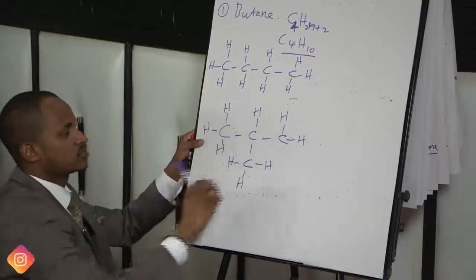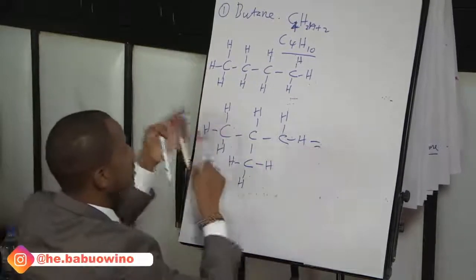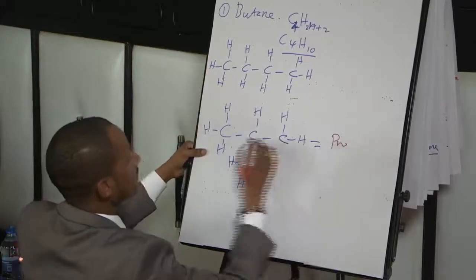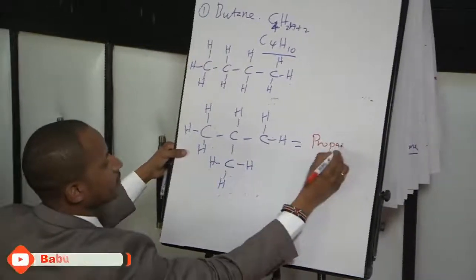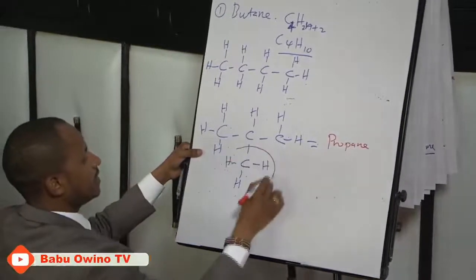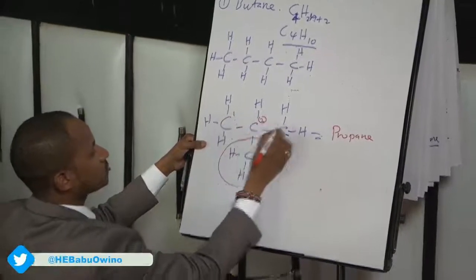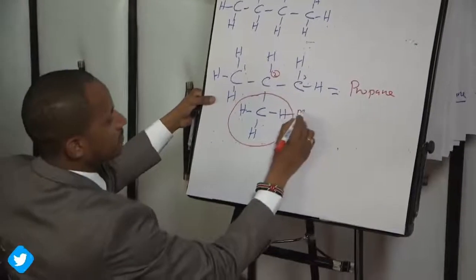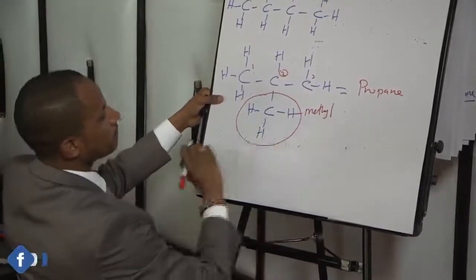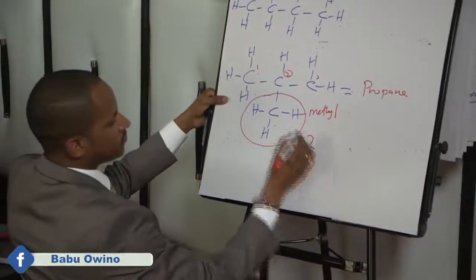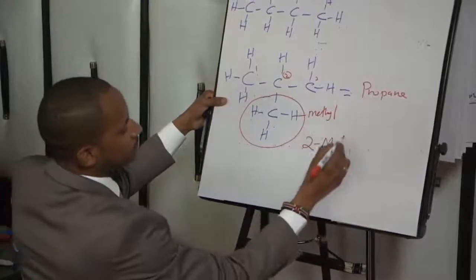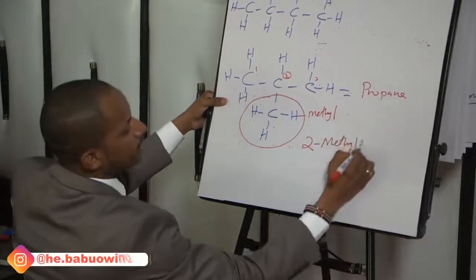Identify the longest continuous chain, which is propane. There are 1, 2, 3, propane. Then I name the branch, because the branch is on the second carbon atom, 1, 2, 3. This branch is a methyl branch. So we name it, we start with 2, then methyl propane.